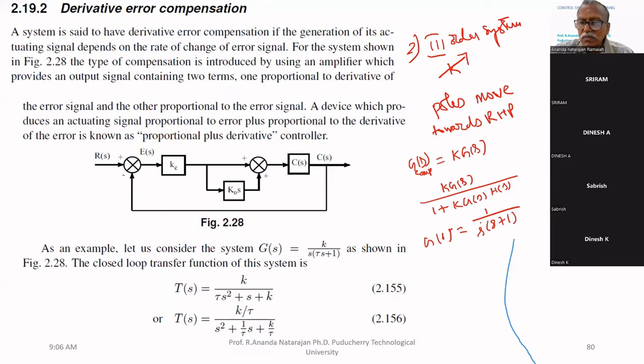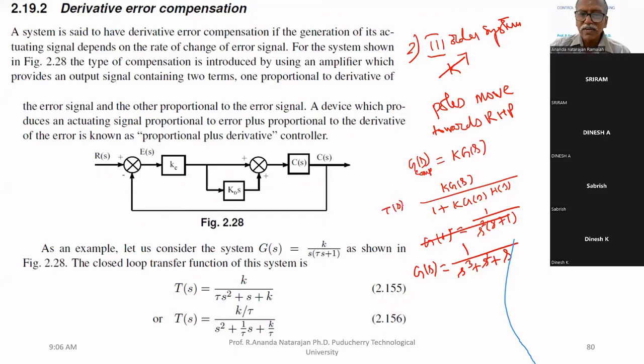Let us assume s square, sorry, s square s plus 1, third order. Okay, s cube plus s square. So let us assume that G of s equal to 1 upon s cube plus s square plus s. In that case, if you replace the G of s by this, what will you get?